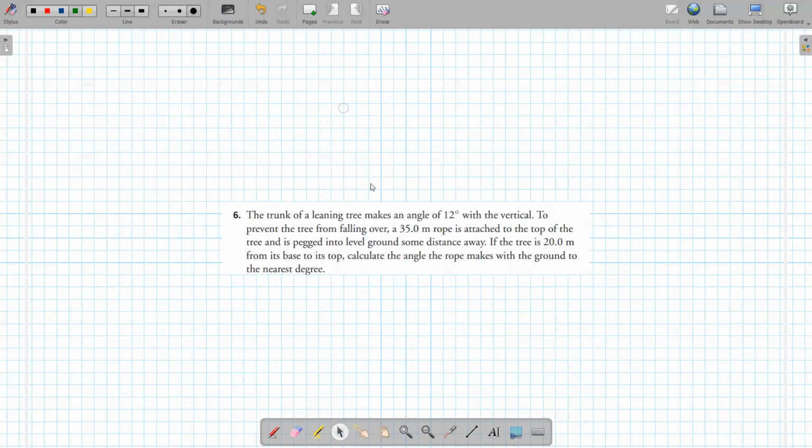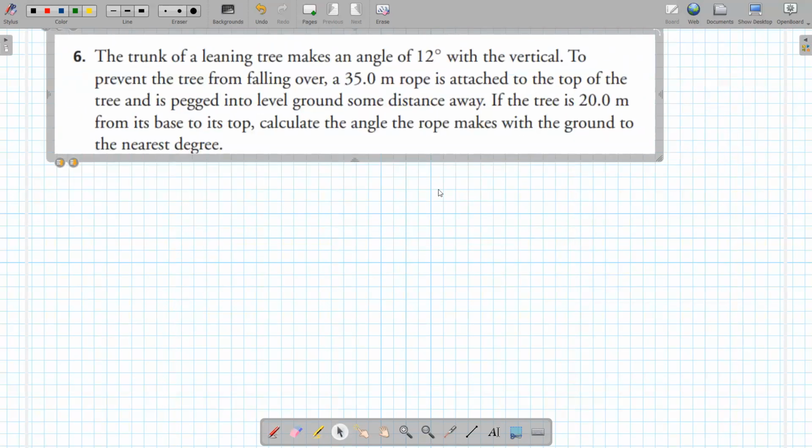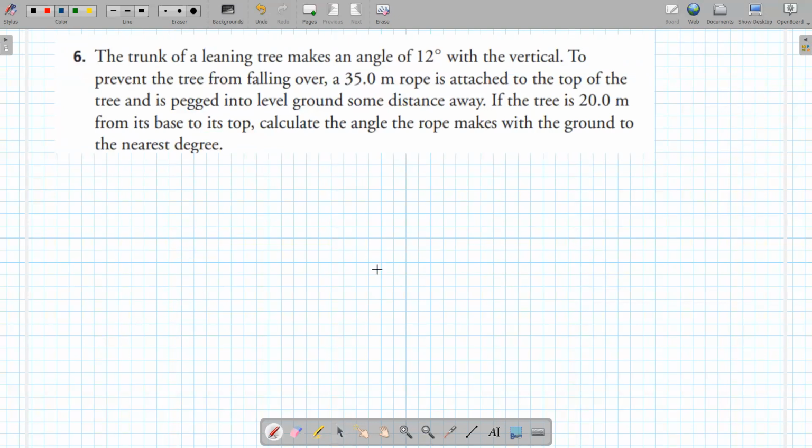And then this is where it's going to be super powerful. There is a tree that's leaning and it makes an angle of 12 degrees with the vertical. Okay, let's say this is the vertical line, and let's say this is the ground, and let's say this is the tree. It's leaning and it's making an angle of 12 degrees with the vertical. So that angle there is 12.